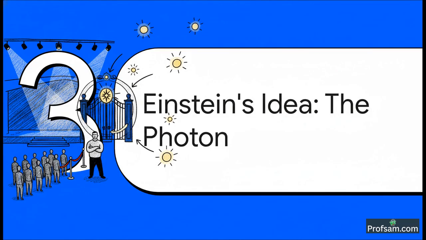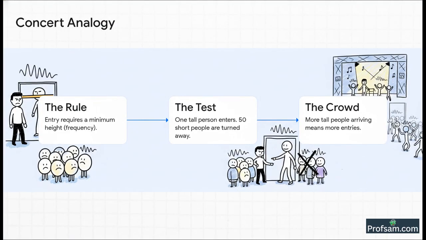Okay, to make sure this photon idea is crystal clear in your head, let's use a very simple analogy. Just imagine you're trying to get into a very exclusive concert. Now, at this concert, there's a very strict rule at the door. Let's say the light's frequency is like a minimum height requirement. Only people who are tall enough can get in. And the brightness of the light, its intensity, is just the number of people who are trying to enter.